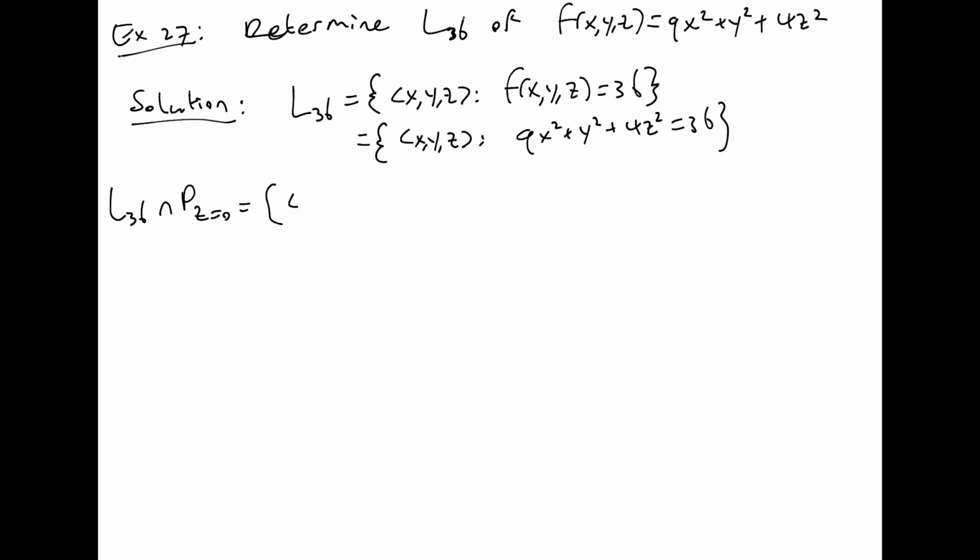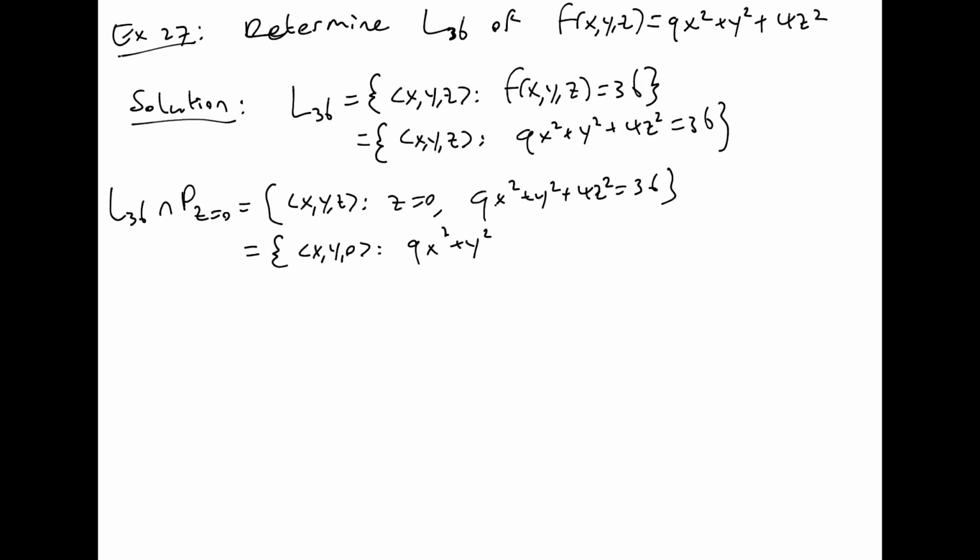So let's first compute the intersection of L36 with the xy plane. These are the points x, y, z such that z is 0 and our equation holds. Let's plug z equals 0 into all the other things. So we have x, y, 0, such that 9x squared plus y squared is equal to 36. We've all done this before, and we can cleverly rewrite this equation as x squared over 4 plus y squared over 36 is 1, which we all recognize as an ellipse.